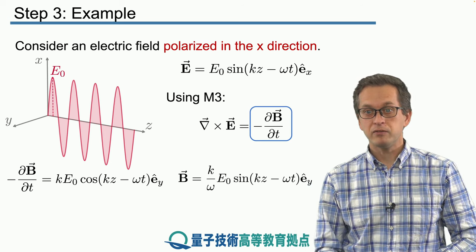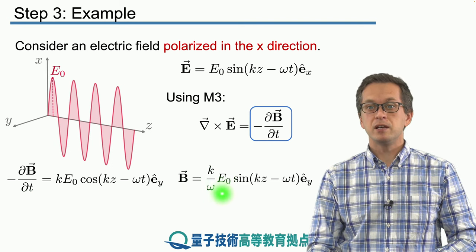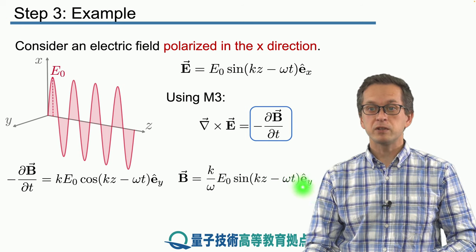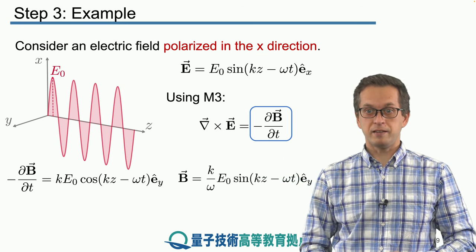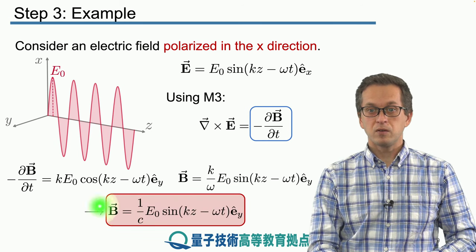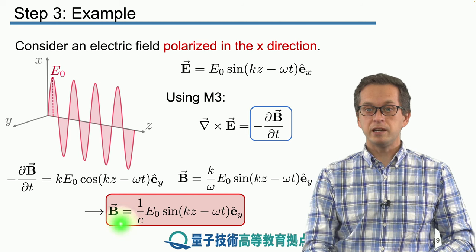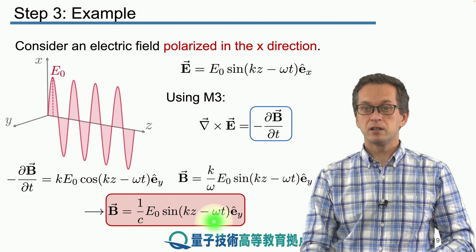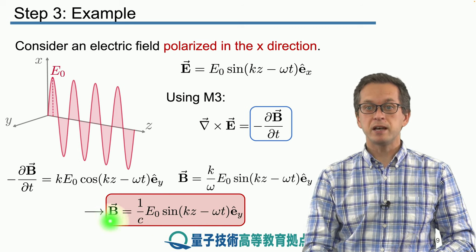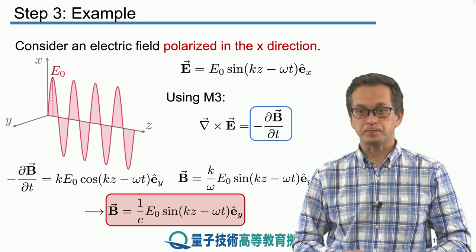We get that the magnetic field is given by k over omega times E naught sine(kz minus omega t), and the direction of this vector is in the y direction. Don't forget that. So, in other words, we get that B is related to our initial electric field, the magnitude of the electric field, but it's rescaled by this 1 over c. It's rescaled by the speed of light.